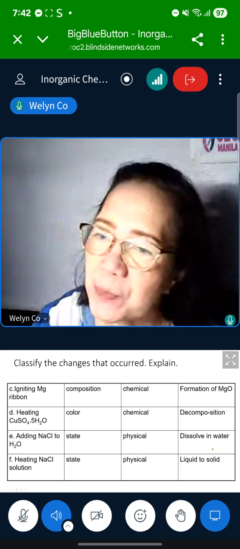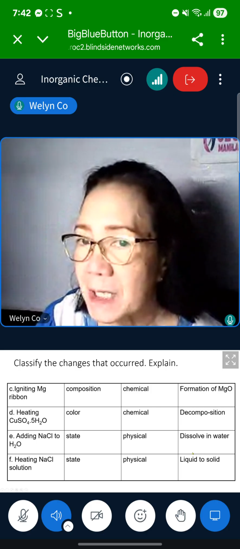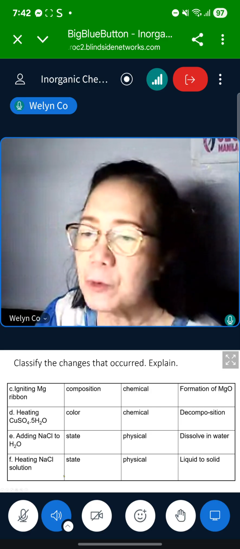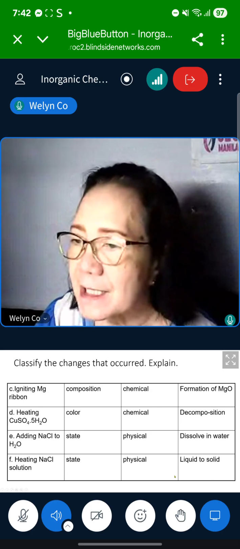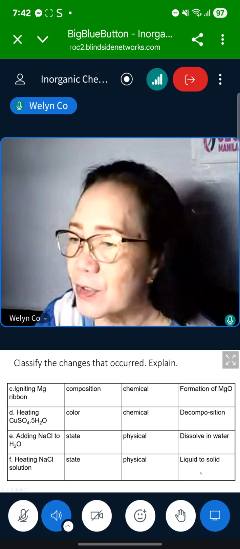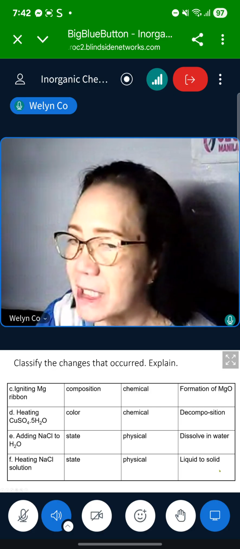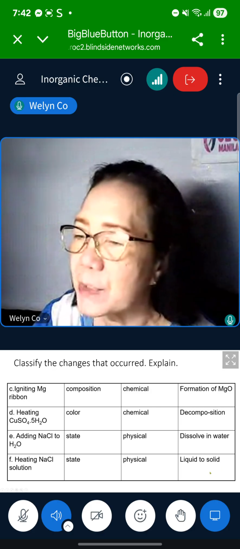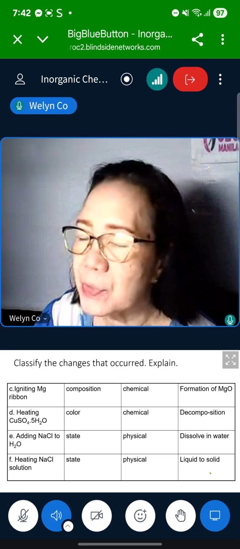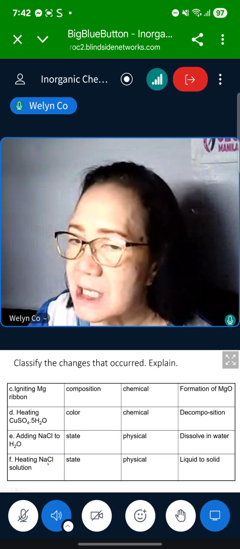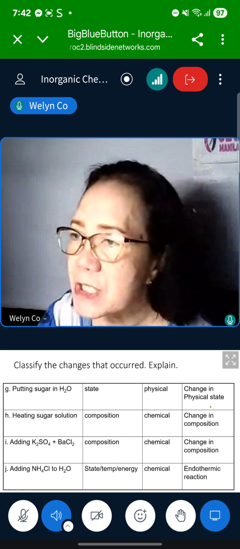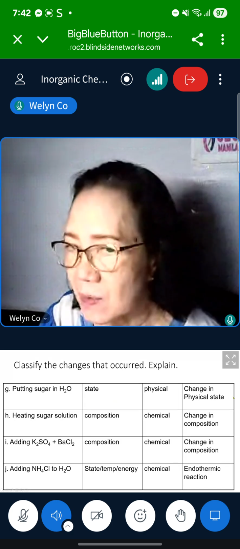How can we recover the sodium chloride from water? By evaporation. So heating of sodium chloride solution is still a physical change, because ito yung ating sinabi ko, itong mention ko kanina, that we can recover the sodium chloride from water by the process of evaporation. Still the residue has the characteristics of your salt.